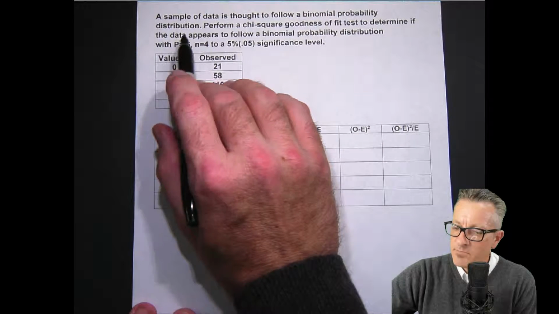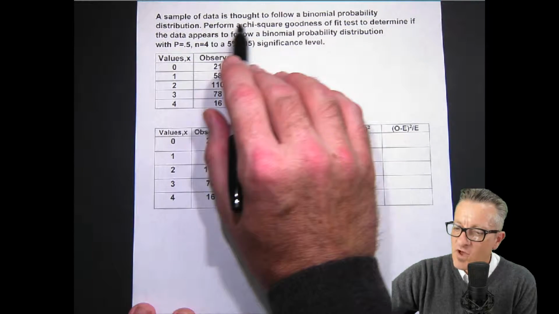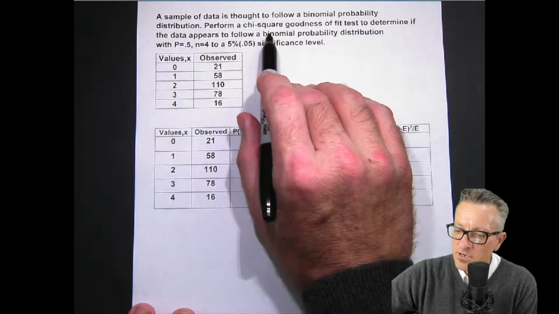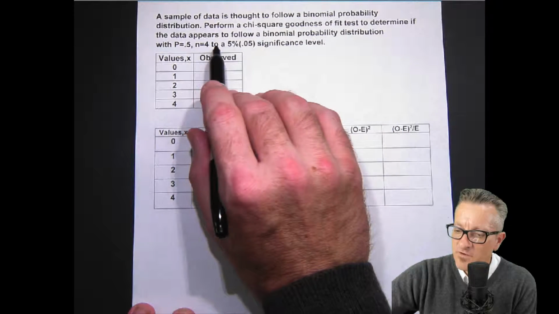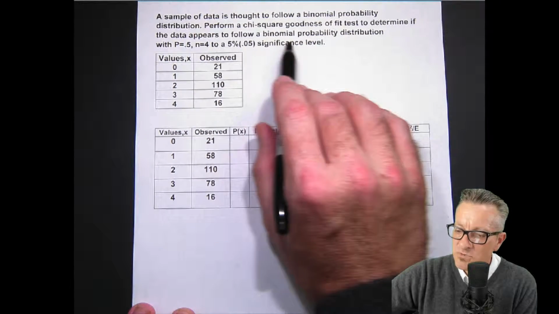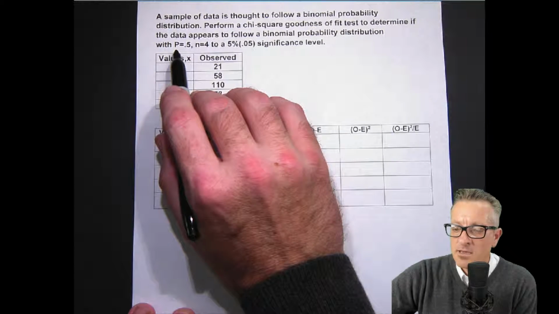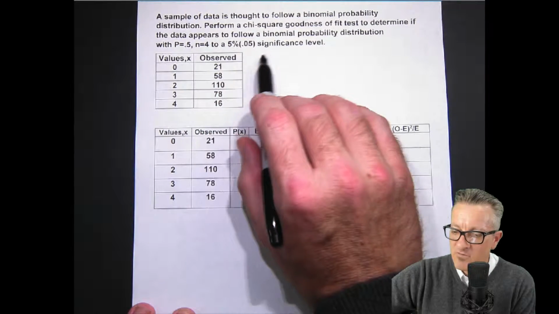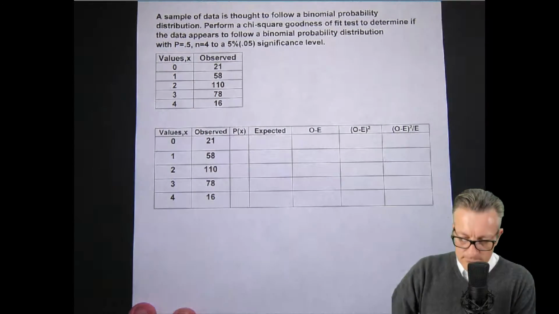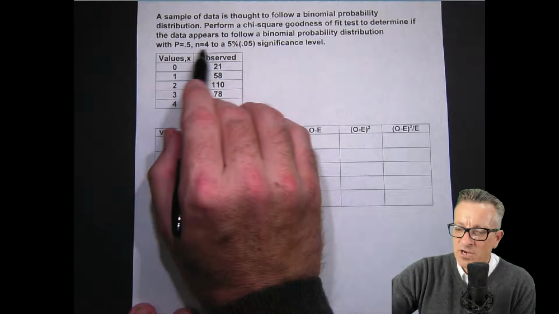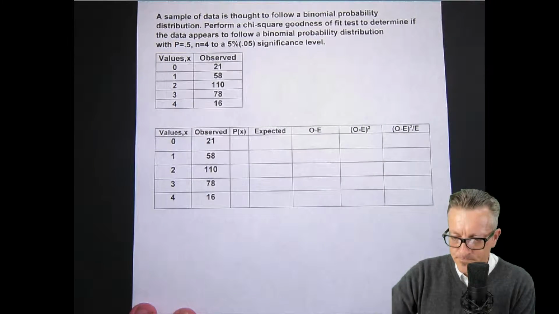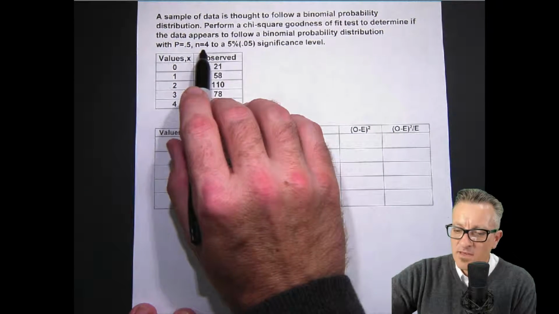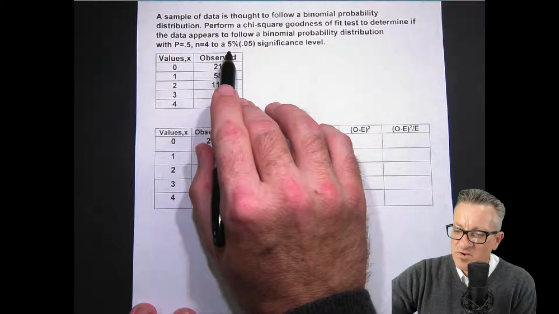Okay, a sample of data is thought to follow a binomial probability distribution. Perform a chi-square goodness of fit test to determine if the data appears to follow a binomial distribution with p equaling 0.5, n of 4, at a 5% level of significance, or 0.05. So these are all inputs for our binomial, which we reviewed in some of my other videos.